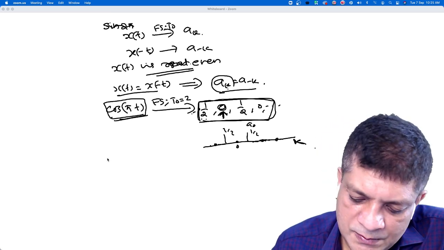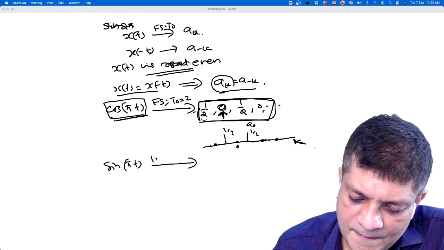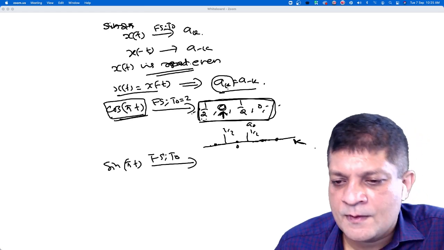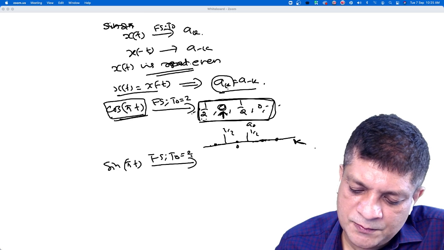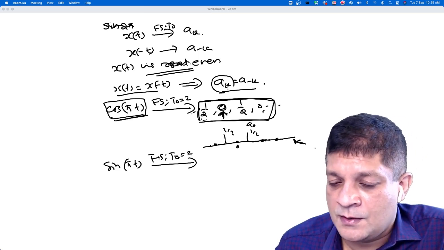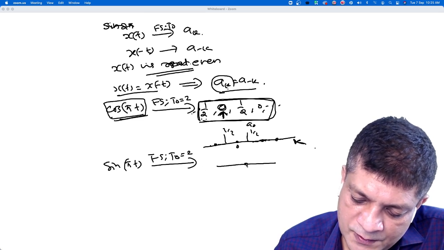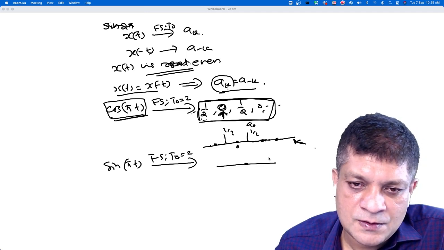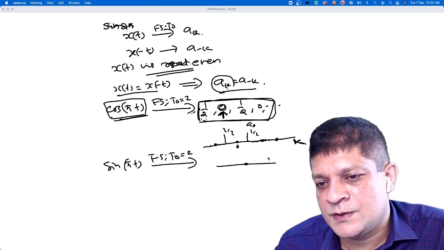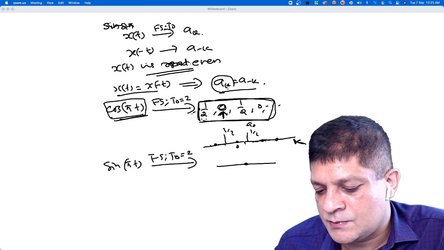Now what about sine pi t? If we take sine pi t, the fundamental period is 2, so with respect to that period, you can have Fourier series coefficients. What are the Fourier series coefficients? Sine and cosine, you should always remember. For cosine, it is 1 by 2, 1 by 2. There are two non-zero values, a minus 1 and a1.